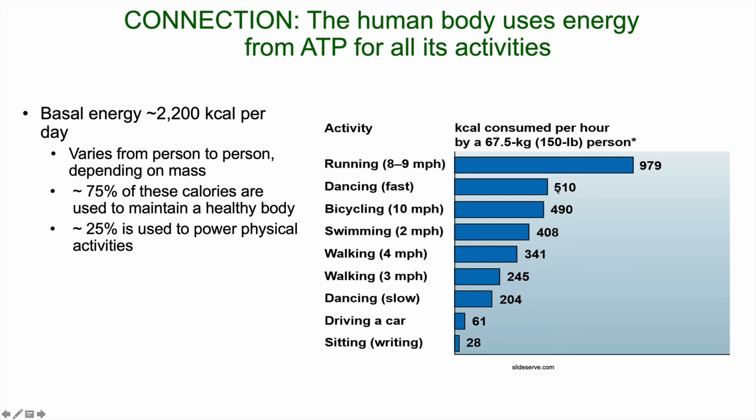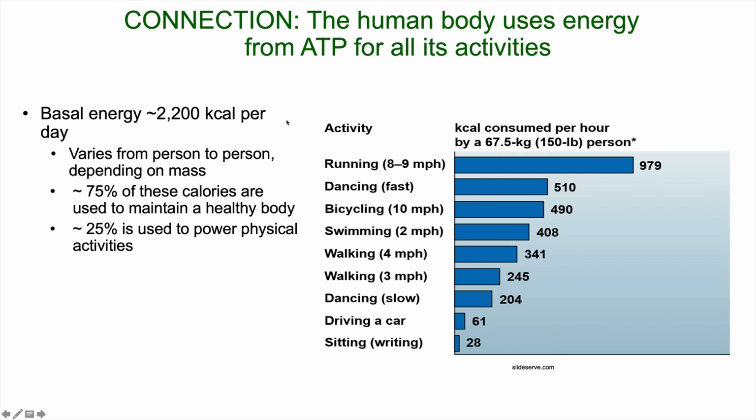Okay, dancing fast compared to dancing slow, right? Driving a car uses more than sitting at a desk writing, but not near as much as walking, right? And you pick up 1 mile per hour, and you gain a little more. If you swim slowly, you burn even more. And there are a lot of online calculators and indices that can help you to determine how much energy you're burning in an hour.